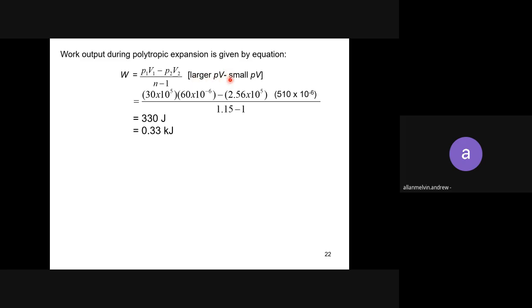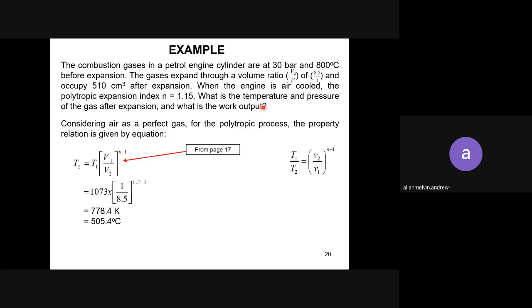Okay, so larger PV minus smaller PV. So P1 V1 minus P2 V2 over n minus 1. So you replace all the information, and you'll get 330 joule, which is 0.33 kilojoule. Because the question asks, okay, the question didn't ask.